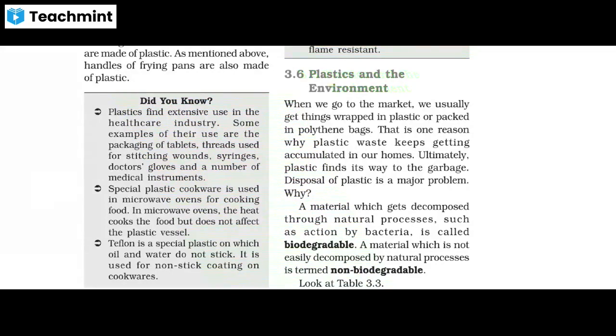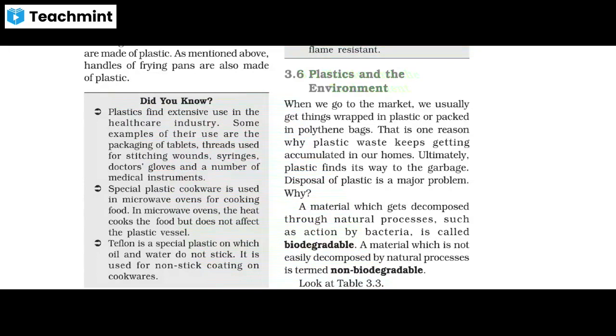We are seeing that we can find plastic usage even in medical fields, hospitals, gloves, syringes and tablet covering. There also we are using plastic. And some special plastic cookware is used in microwave ovens for cooking food. In a microwave oven, the heat cooks the food but doesn't affect the plastic vessel. Here I have given you the melting point of polythene plastic.